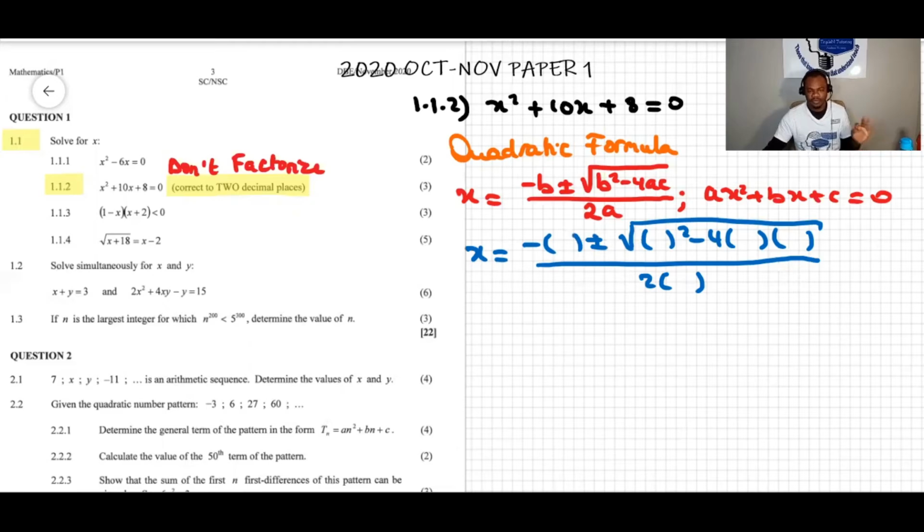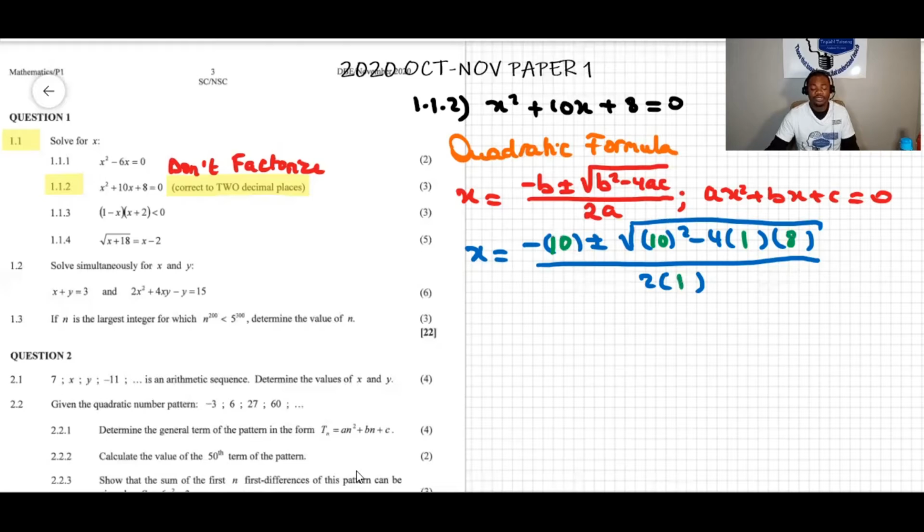Now we're going to identify the values of the coefficients a, b, and c. The coefficient of a here is just 1. If you don't see any number in front of the x squared, understand that the coefficient is 1. And then the coefficient of b is 10. So we're going to write minus b, so minus 10, plus minus square root of b squared, so 10 squared, minus 4a, which is 1, and then c is 8, over 2a, a is 1.